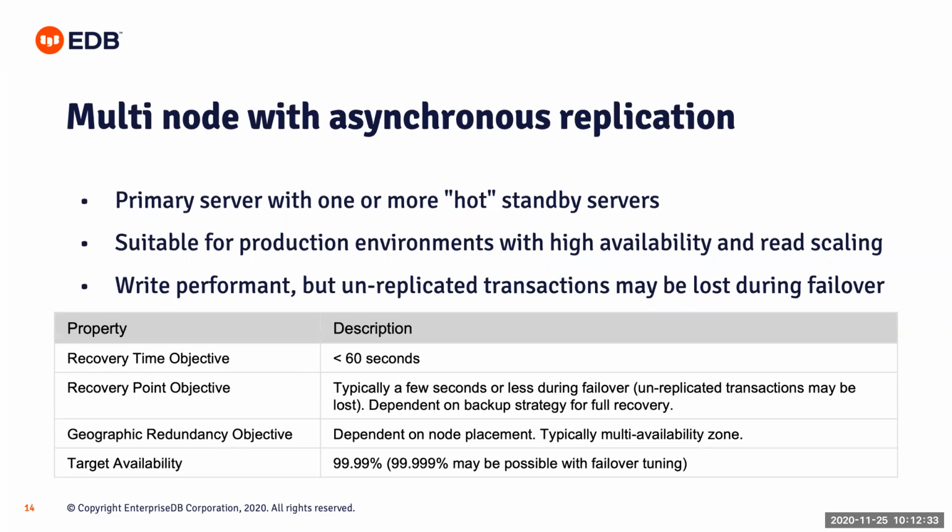Multi-node with asynchronous replication. In this case, you have one primary server and a number of standby servers. Traditionally, these servers are set up as hot standbys, which means that they allow read-only connections into the database. This is very suitable for production environments. It has high availability. You can use the hot standbys as read scale-outs. It is write performant, but you run a risk.